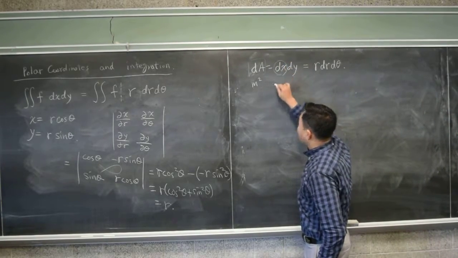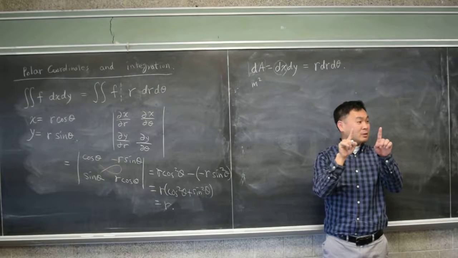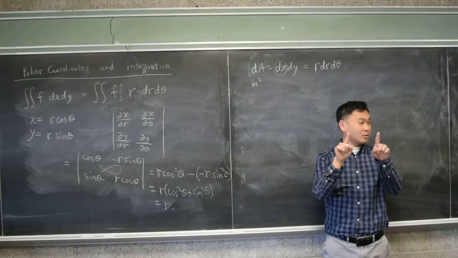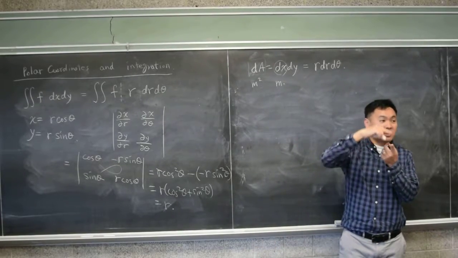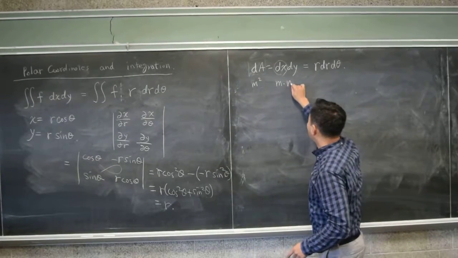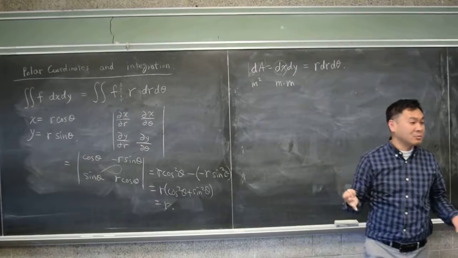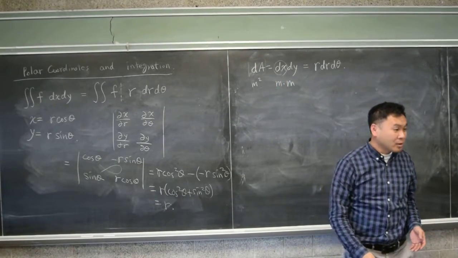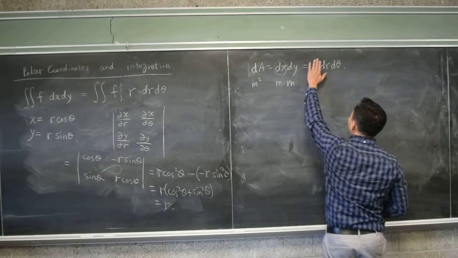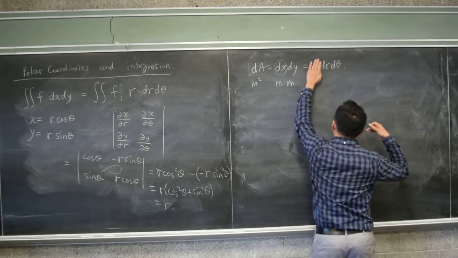What's the unit for dx? Dx is a small increment in the x direction, so it's meters. And what's the unit for dy? Meters. So they do match, right? Meters times meters is meters squared. So they have both the same unit. Okay. Suppose you didn't have this, then you see the problem immediately.